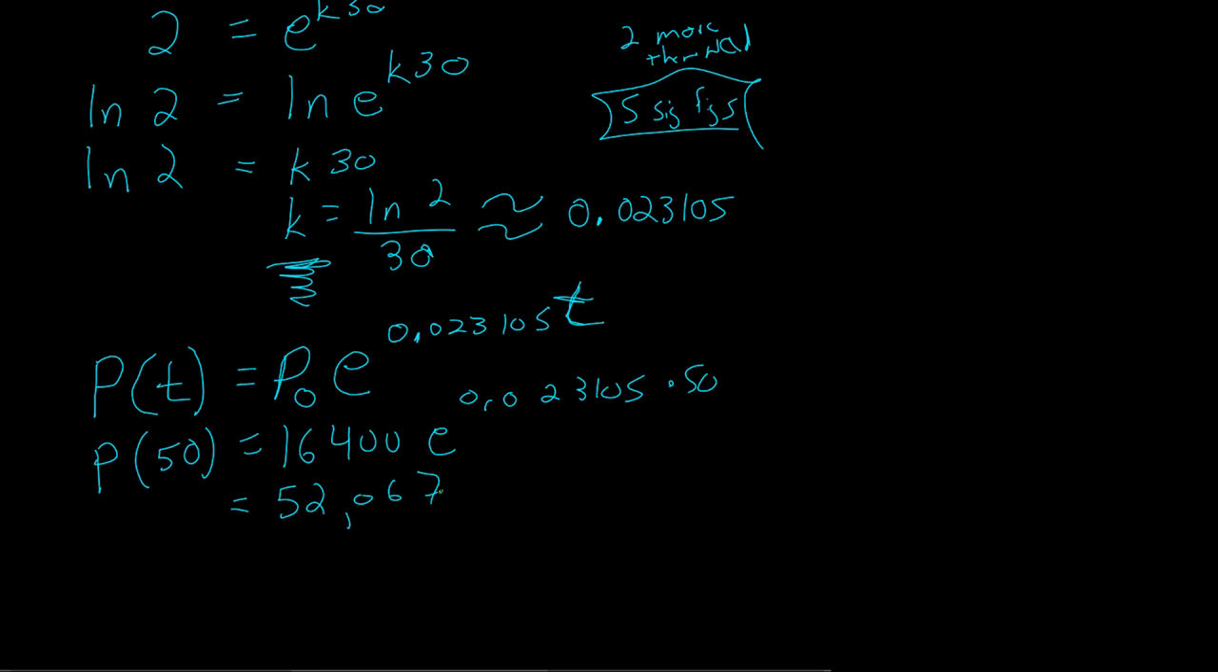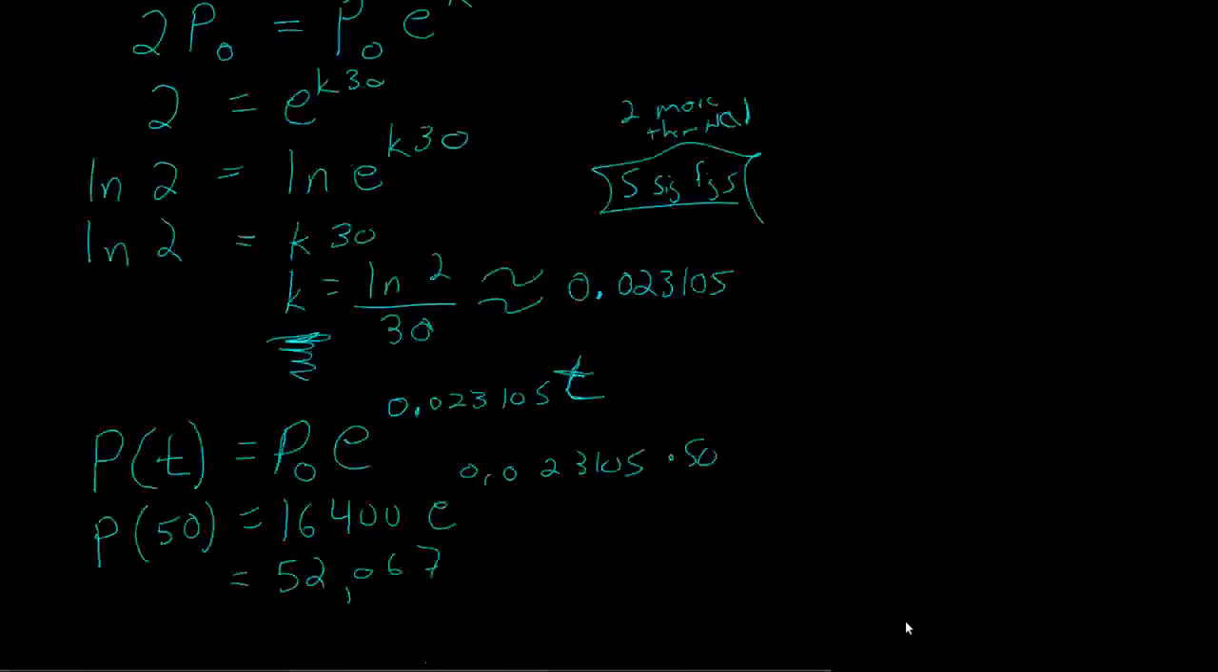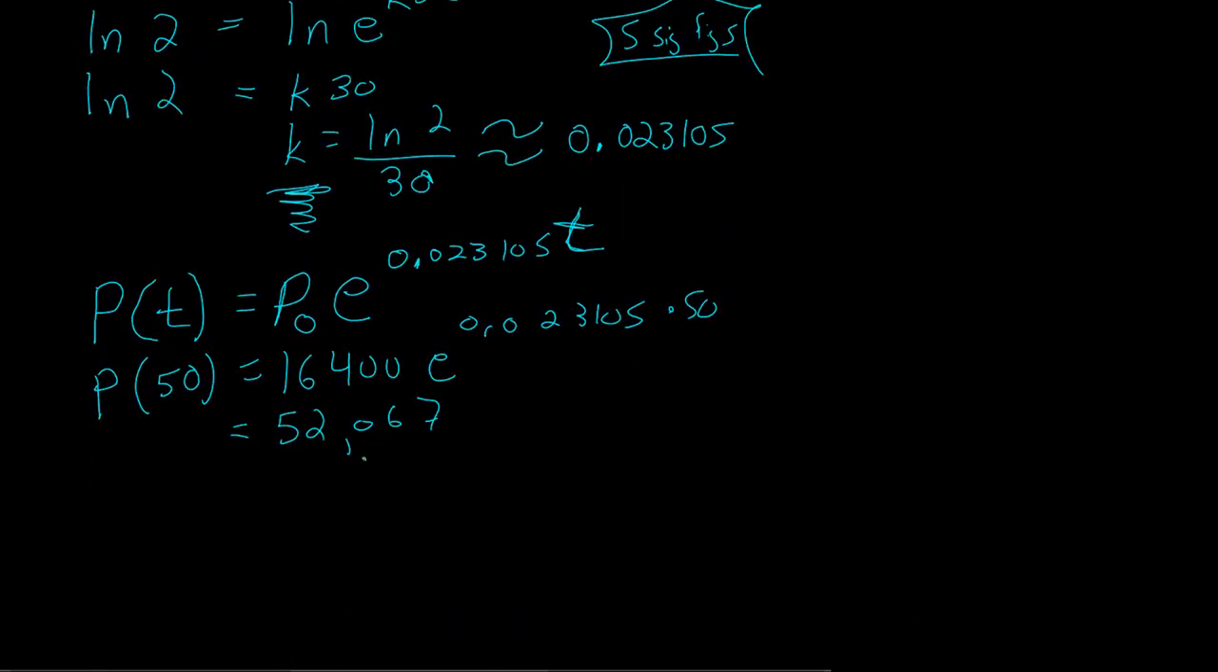Notice the double check I did when I was looking at this. I said, hey, it's got to be somewhere in between. It's got to be between 32,800 and 65,600. Closer to the 65,000 side because of how doubling worked. That was just my mental check on it. If I come down here, yeah, my number was good.